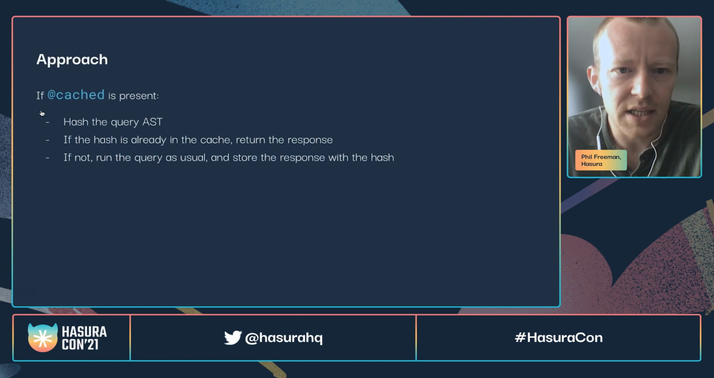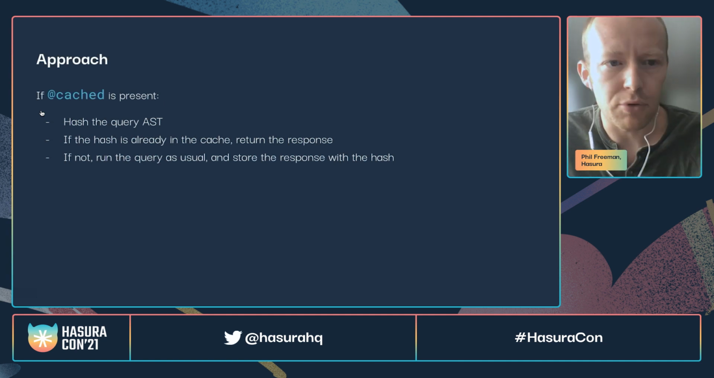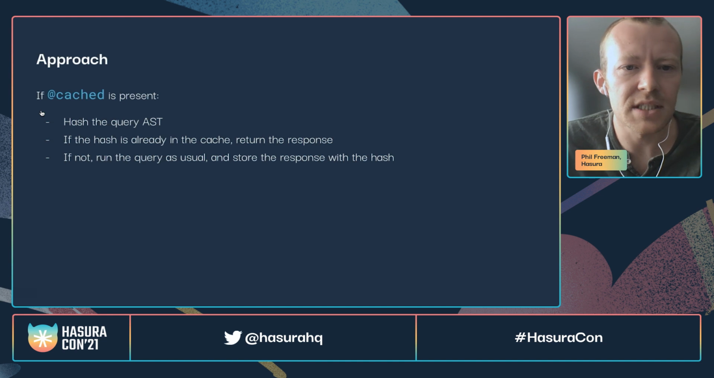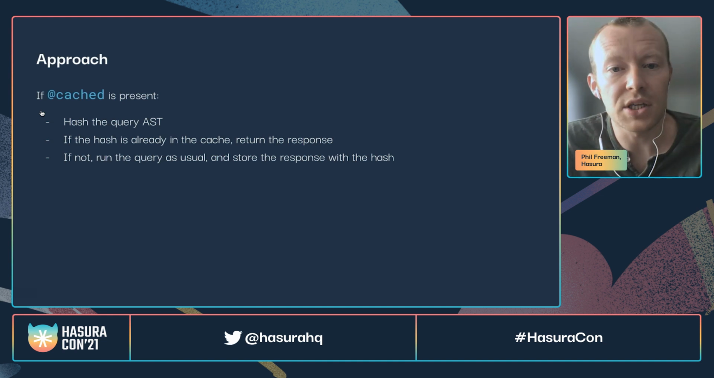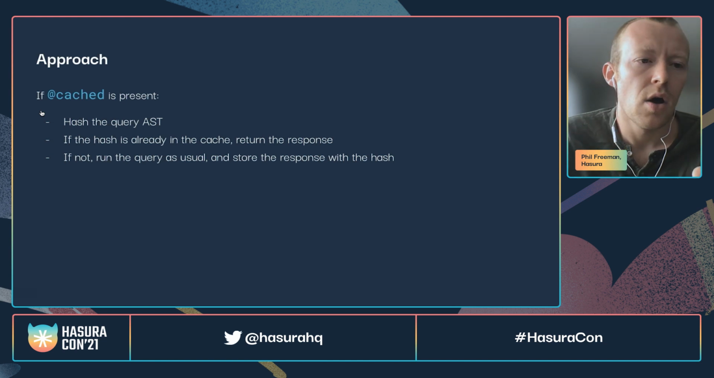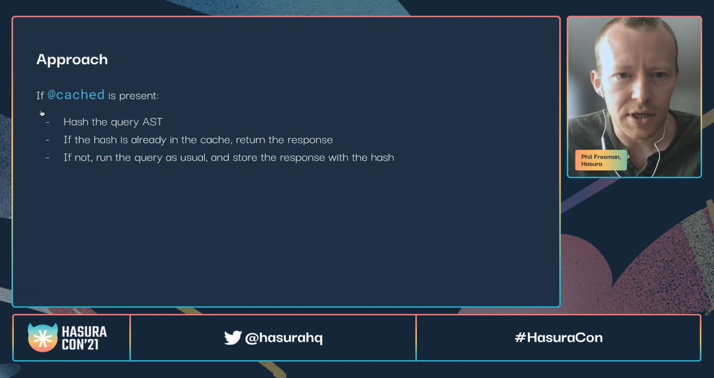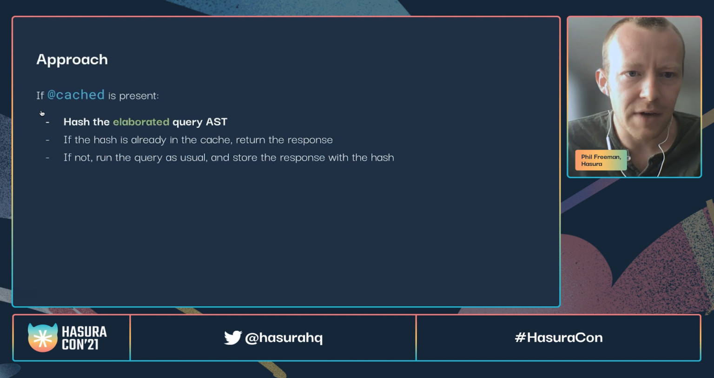How does that work? Let's look back at this outline of the approach that we use. I said the first step was to parse and hash the query AST so that we can use the hash as a cache key. Well, that's not entirely accurate. That's an approximation. In fact, what we do is hash the elaborated query AST.